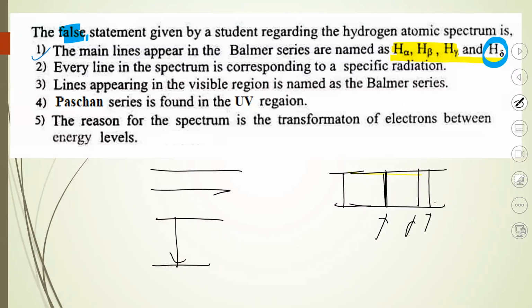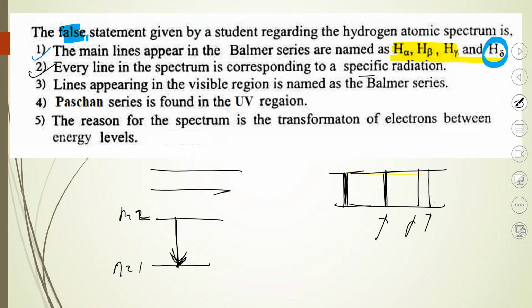After transition of one electron from a certain energy level, n equal to 2 returning to n equal to 1, it will emit a certain amount of energy, isn't it? Absorbed energy is emitted. So every line in the spectrum corresponds to a specific radiation. Yes, it is true. This is related to certain radiation, so that statement is correct.